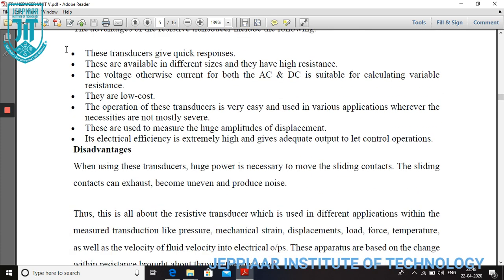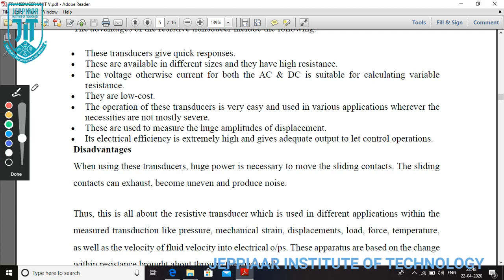Next are the advantages of the resistive transducer. This transducer gives a quick response. They are available in different sizes and have high resistance. Voltage or current, for both AC and DC, is suitable for measuring variable resistance. They are low cost. The operation of this transducer is very easy, and it is used in various applications wherever the requirements are not severe. They are used to measure large amplitude and displacement.